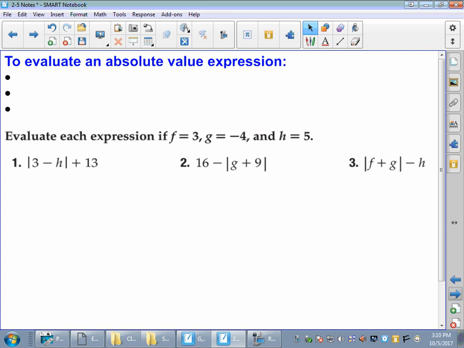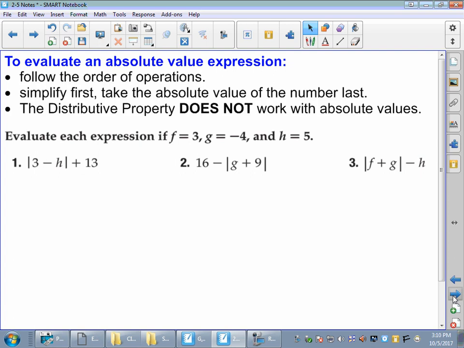Okay, so when we evaluate these things, we follow the order of operations, PEMDAS. You simplify first what's inside the absolute value and then take the absolute value of that number. So for instance, in number 1, before I take the absolute value, before I change anything and do distance, I've got to know what distance I'm finding. Because it's a subtraction problem in there, I'm going to do the subtraction and then take the absolute value of whatever the difference is.